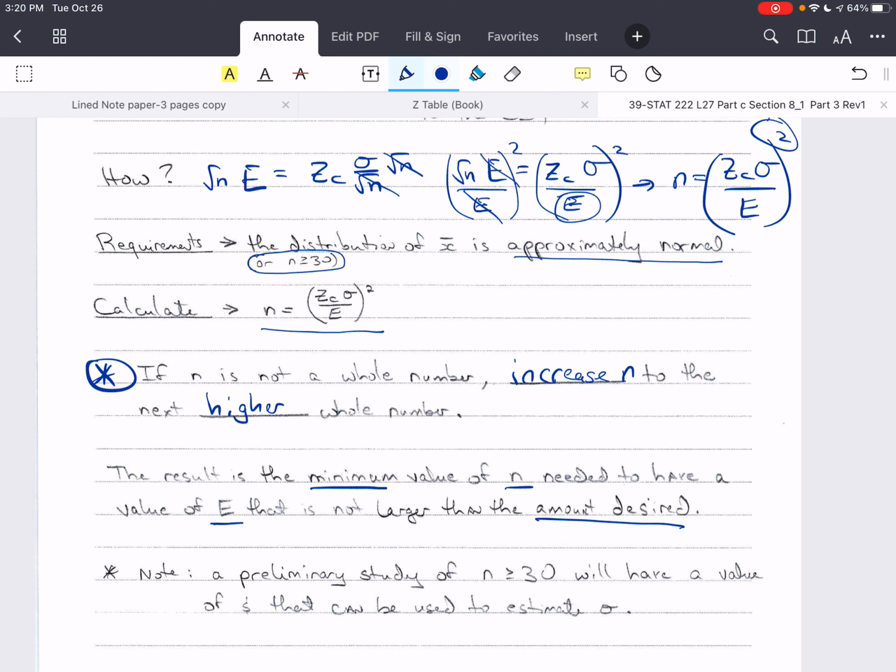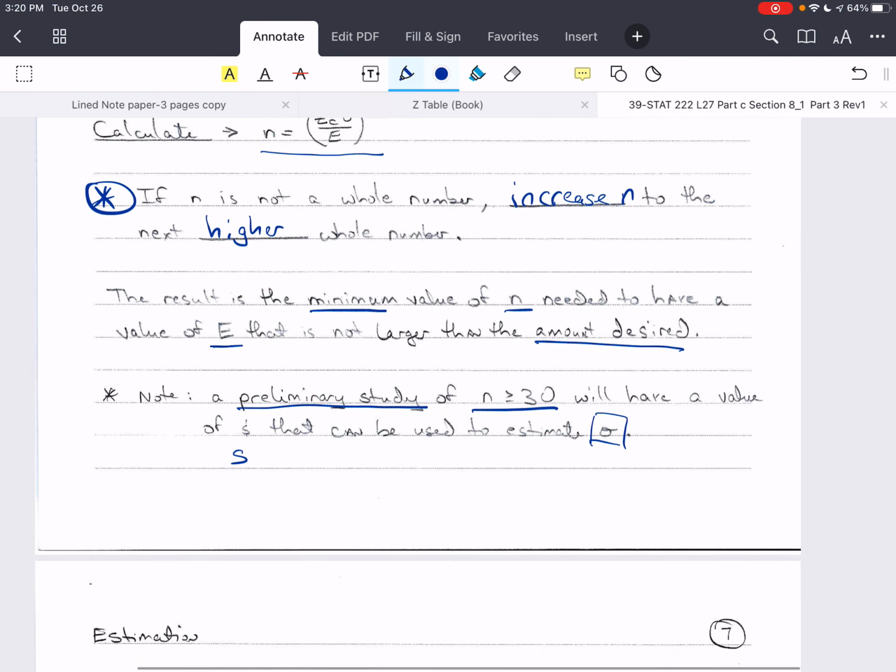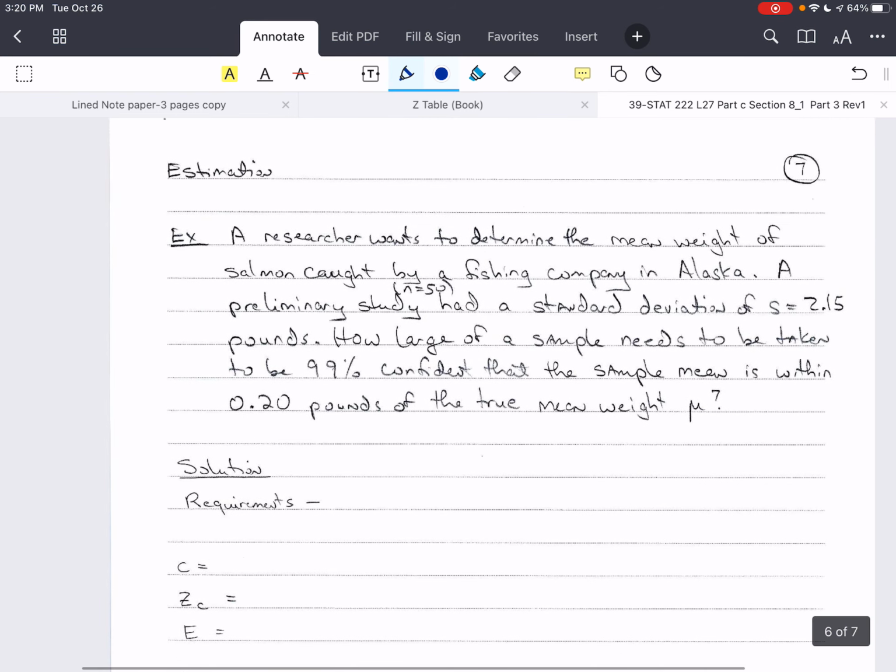And often we don't know the value of sigma. Okay? So if we have a preliminary study of at least n equal to 30, or a study with n greater than or equal to 30, then we can use the value of S, the sample standard deviation, in place of sigma. But that's only for this formula, not for anything else. Okay? All right. So let's do an example.